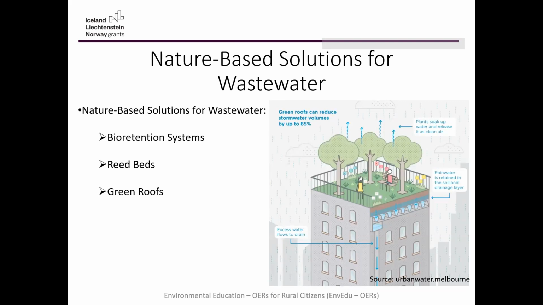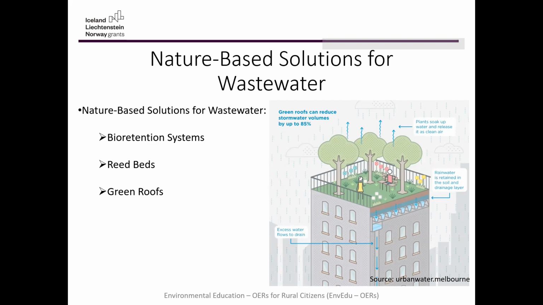Bioretention systems. Bioretention systems, such as rain gardens and bioswales, use a combination of plants, soil, and engineered systems to capture and treat stormwater runoff and wastewater. Reed beds or reed ponds use reed plants to absorb and break down pollutants in wastewater, improving water quality.